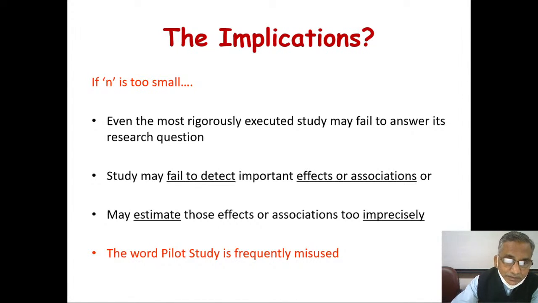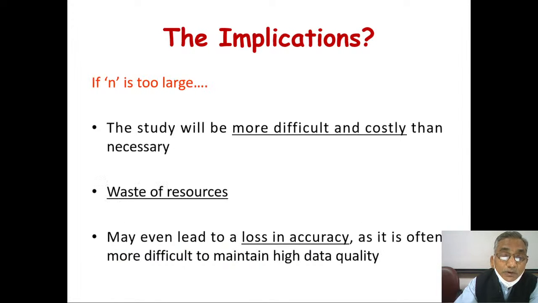So these are the implications of a clinical trial having small n, or for that matter even observational studies having small n. If your n is too large, if you enroll more patients than what is actually required, then the study will obviously be more difficult and costly, and also the results will come later than when they should have come, right? Also it is a waste of resources. Why would you want to enroll more patients than actually required, right?